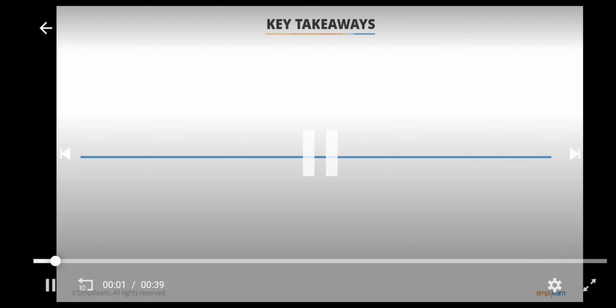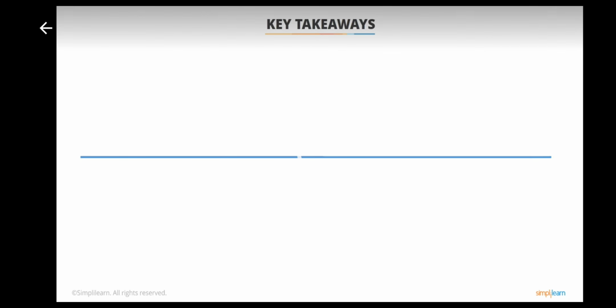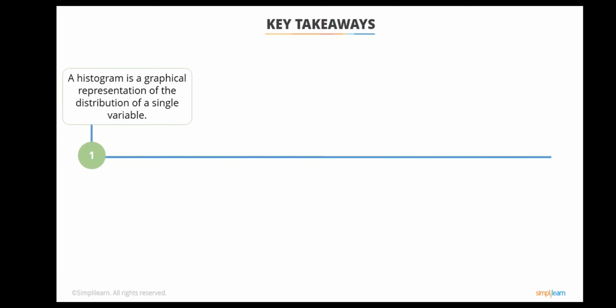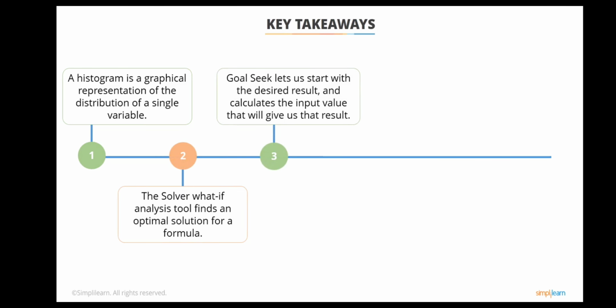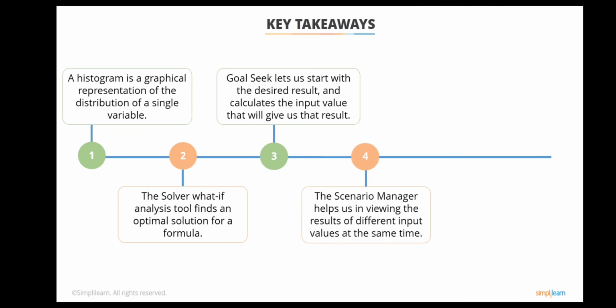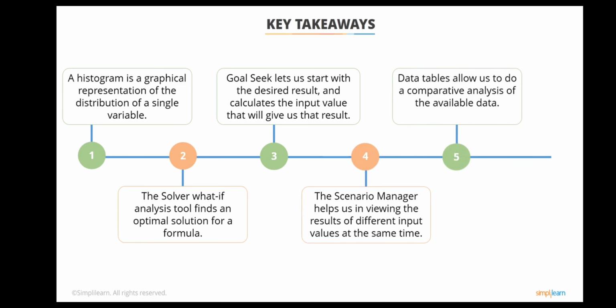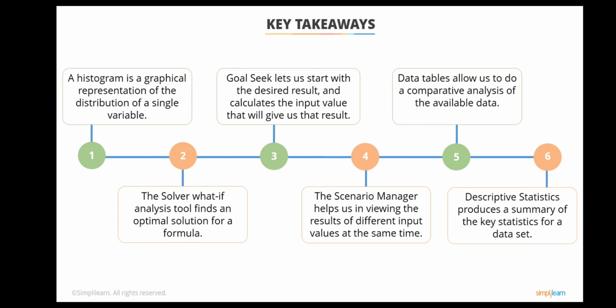Now that we've learned how to perform analytics in Excel, let's have a look at the key points of this lesson. A histogram is a graphical representation of the distribution of a single variable. Solver what-if analysis tool finds an optimal solution for a formula. GoalSeek lets us start with the desired result and calculates the input value that will give us that result. Scenario Manager helps us in viewing the results of different input values at the same time. Data tables allow us to do a comparative analysis of the available data. And Descriptive Statistics produces a summary of the key statistics for a data set.